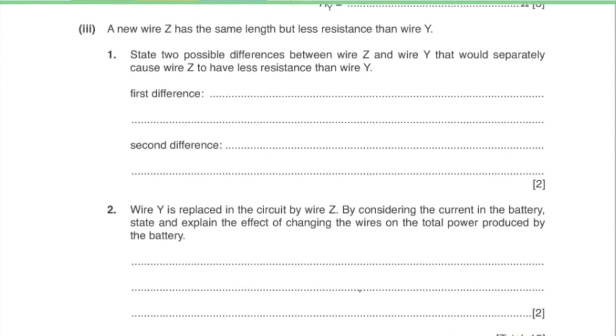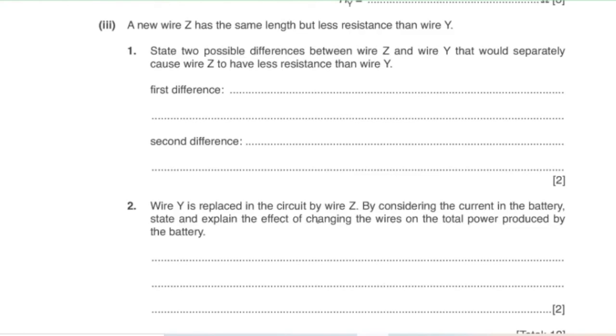Part 3. A new wire Z has the same length but less resistance than wire Y. State 2 possible differences between wire Z and wire Y that would separately cause wire Z to have less resistance than wire Y. The formula is resistance equals resistivity into length by area. They both share the same length, but wire Z has a much lower resistance. This means it could either have a lower resistivity or a greater cross-sectional area. So the first difference could be that wire Z has lower resistivity. That's why it has a lower resistance as compared to wire Y.